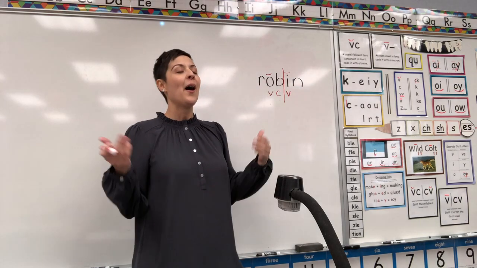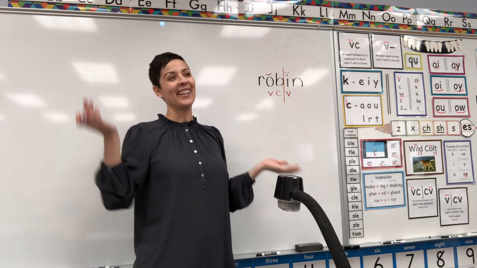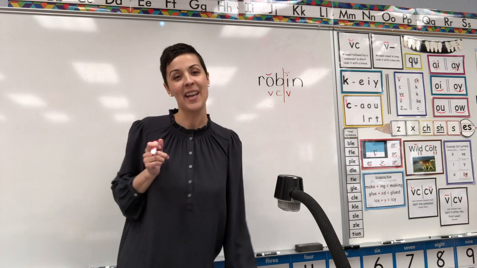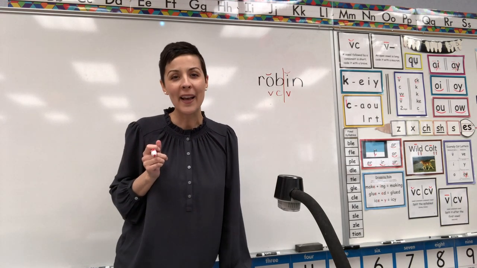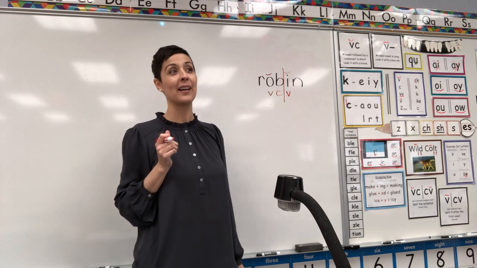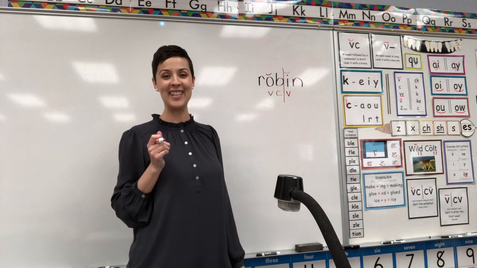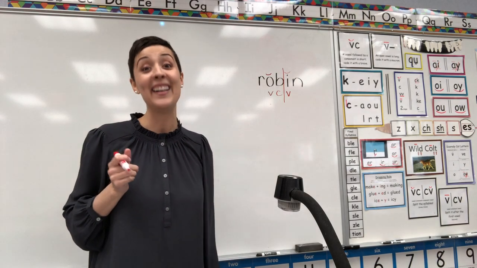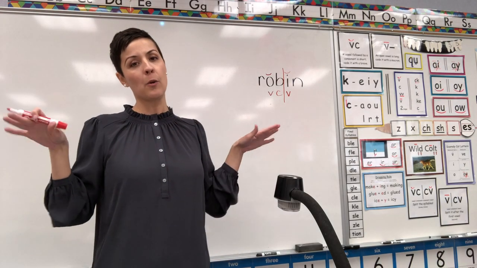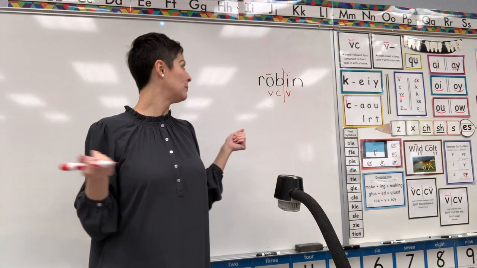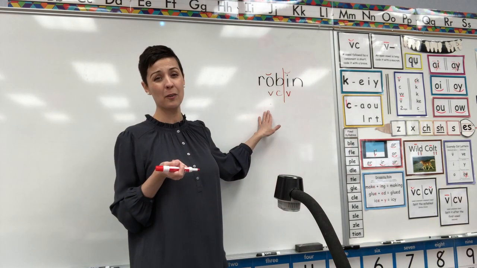Oh. And Cash raised his hand and he was kind of smiling and he said, Miss Smith, that's not the word Robin, that's the word Robin. And I said, I know. Can you do it like I did? Ready? I know. Because a robin, of course, is like a little bird that flies in the sky. So you have to be careful.